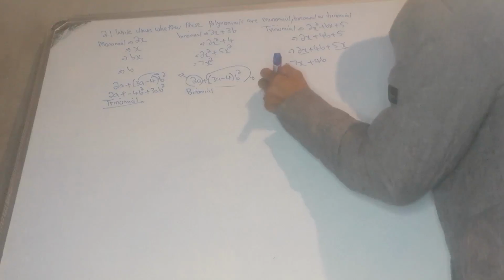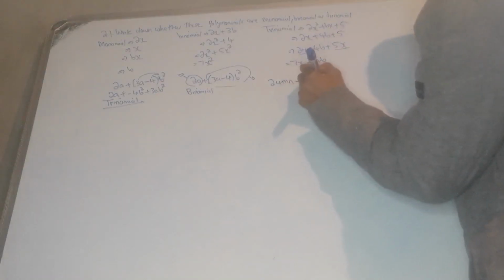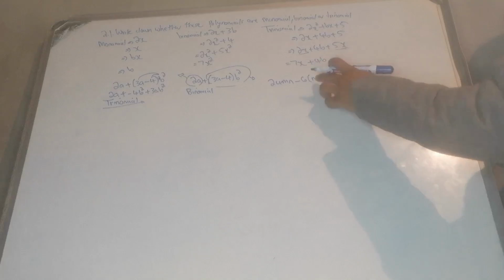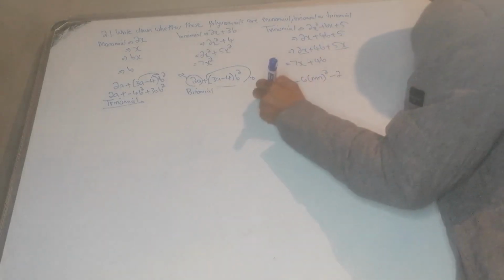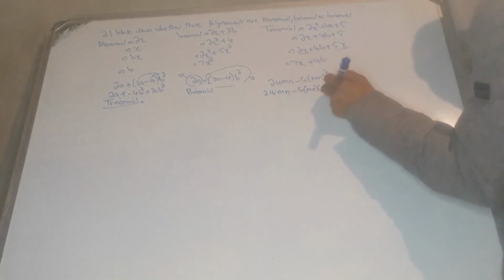Right. 24mn minus 6mn squared minus 2. Is it a monomial, binomial, or trinomial? 24mn minus 6mn multiplied by mn, negative 2.